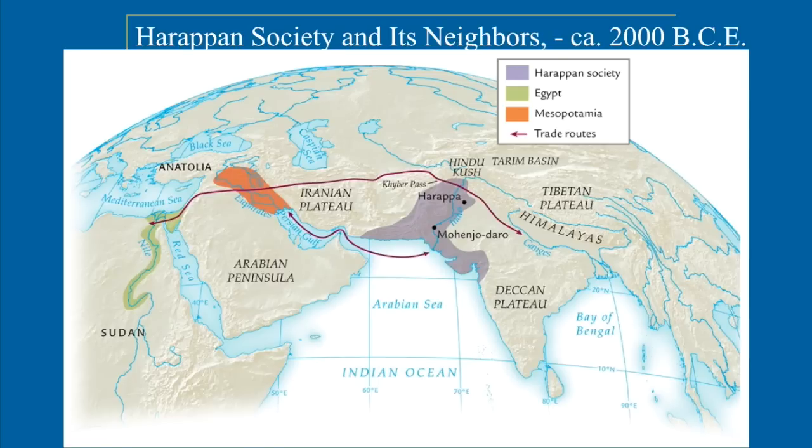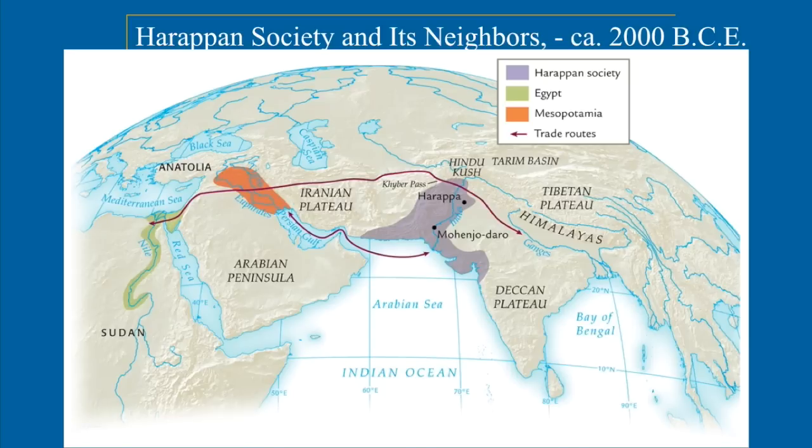So first up, we have the Harappan Society and its neighbors, circa 2000 BCE. You can see Egypt. They're the green section on our far left. They're going to be kind of out of the way a little bit. Mesopotamia, a little more connected to what we just talked about in Chapter 2. And now we're moving to the Harappan Society, which is that large purple section right in the center.